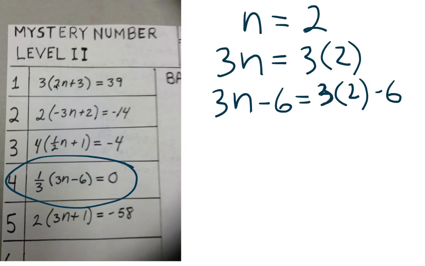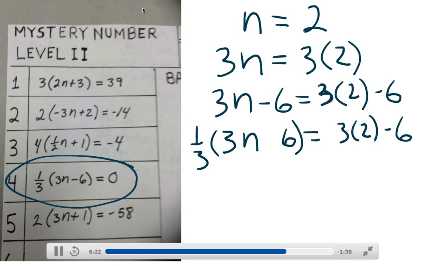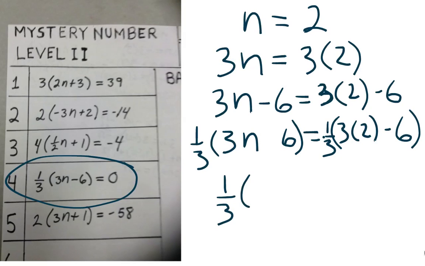Now we're going to take 1/3 of that. Now 1/3 of 0 is 0, so that stays the same. We write another copy of 3n minus 6, and we take 1/3 of it. This should be a minus right here. Somehow it didn't show up. So 1/3 of 3n minus 6, we know that's equal to 0, so that's our mystery equation.